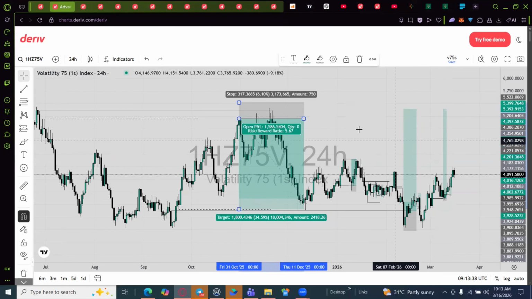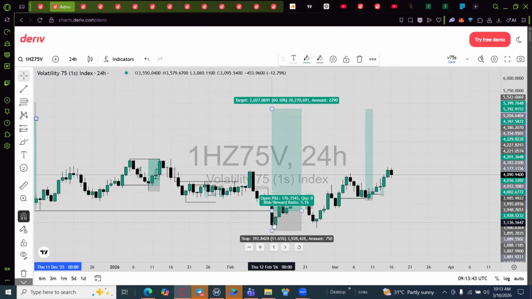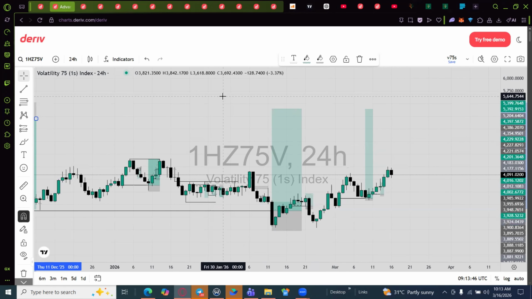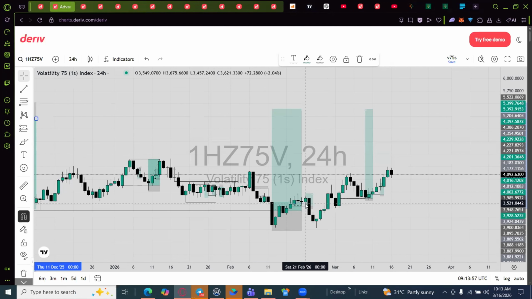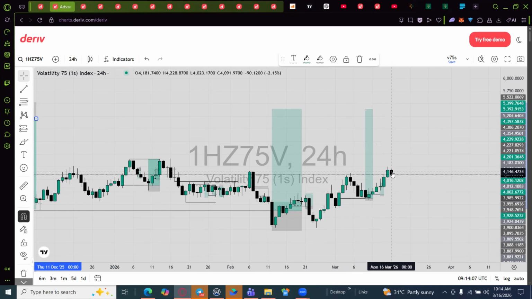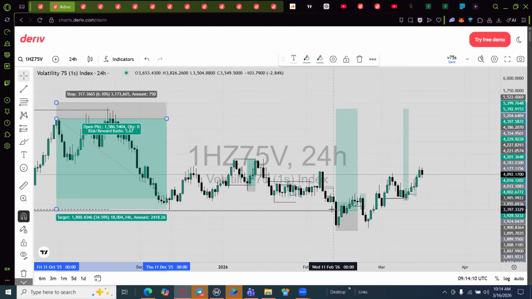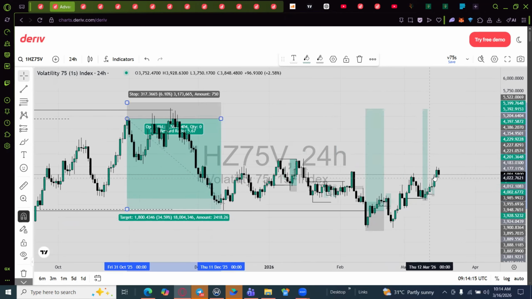Let's count how many days the market moved. This is the daily time frame, so each candle is 1 day. This is day one, day two, day three, four, five, six, seven, eight, nine, ten, and on up to 32. So this is up to a month. Just this move is up to a month.